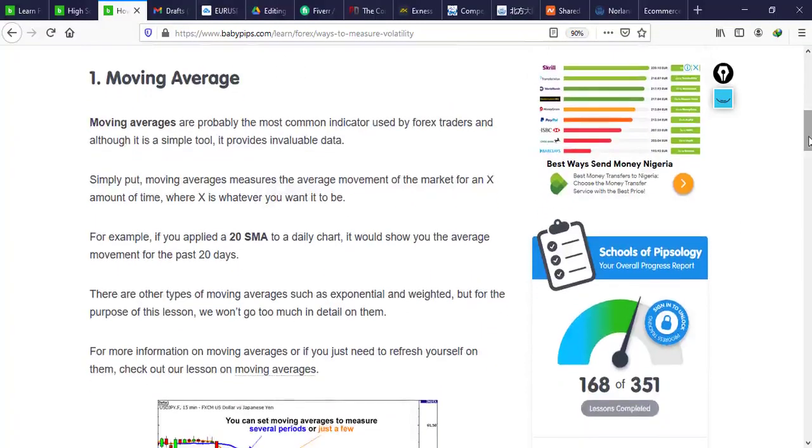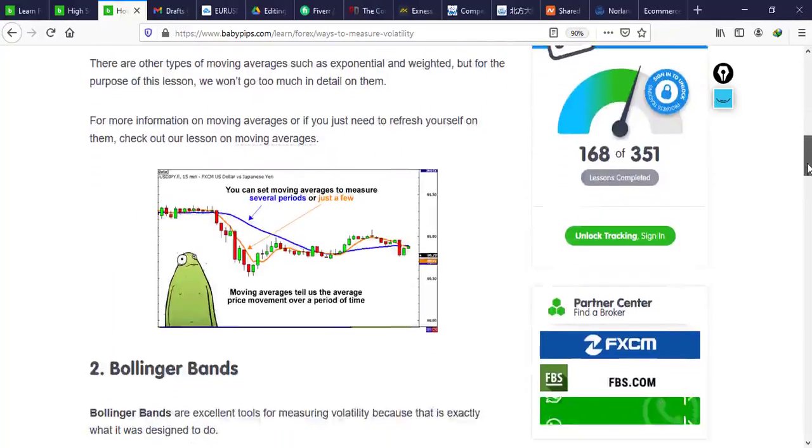One is moving averages. Moving averages is a very good indicator that forex traders use to measure market volatility. Simply put, moving averages measure the average movement of the market for an X amount of time, where X is whatever you want it to be. So for example, if you applied a 20 SMA to a daily chart, it will show the average movement of price for the past 20 days. There are different types of moving averages: exponential, simple, and weighted moving averages. But we are not going deep into them.